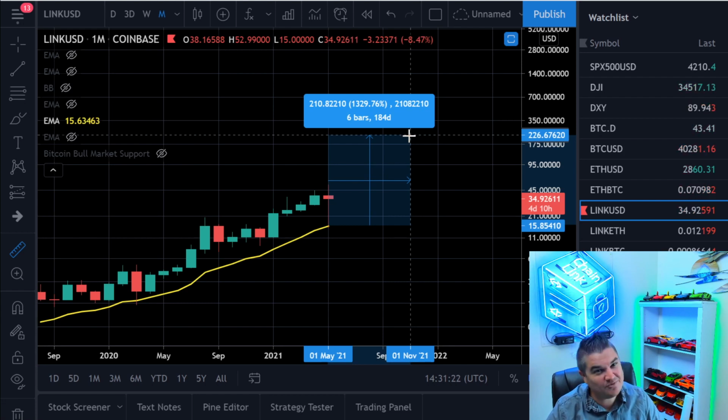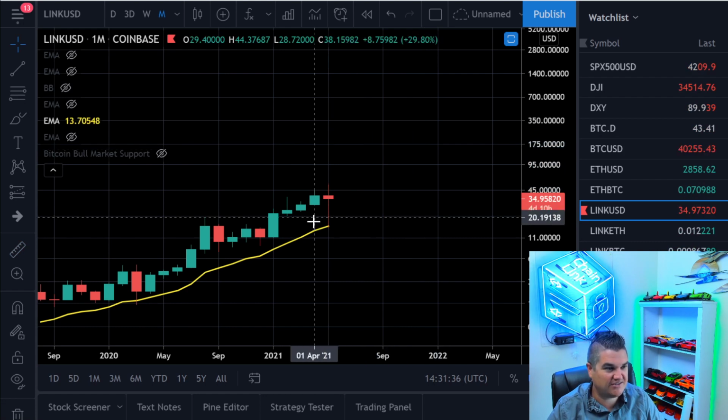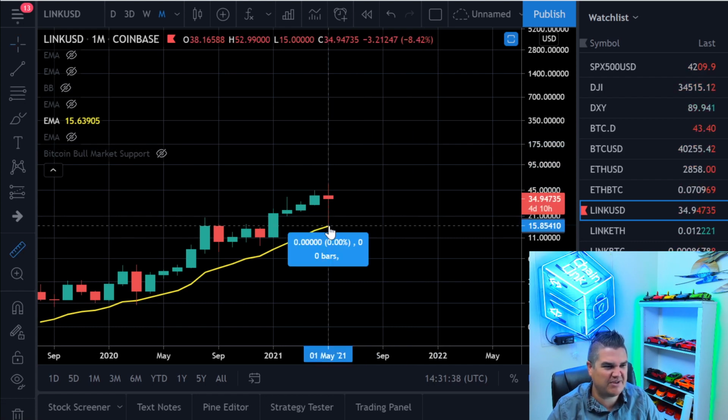Remember my video from way back, two or three days ago, how we said we could still possibly get to 200? We took a measured move and the bars pattern from that previous move. This was it. Now, say we only do half of that, right? Say we do 600%. Let's keep it conservative.